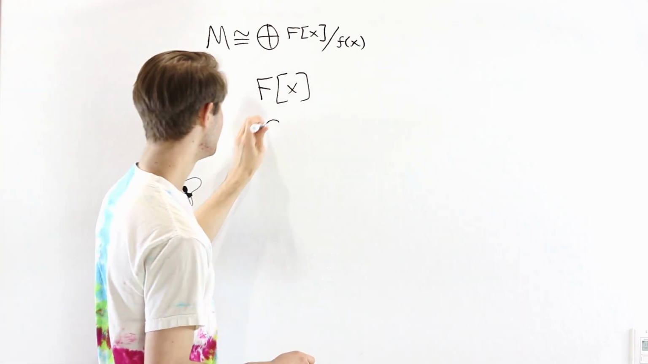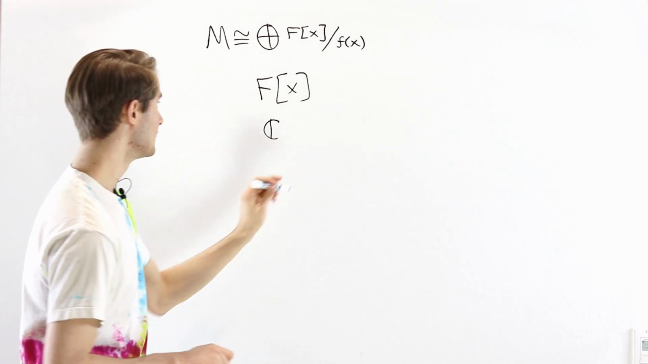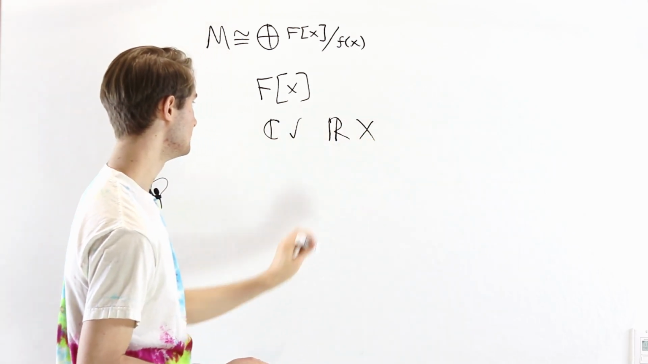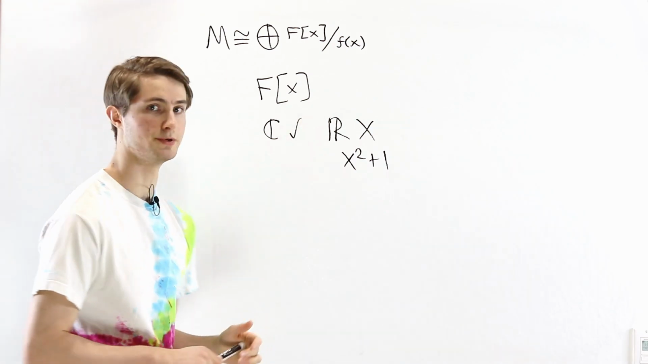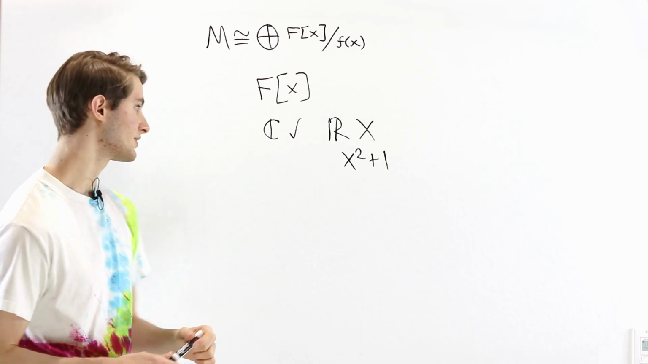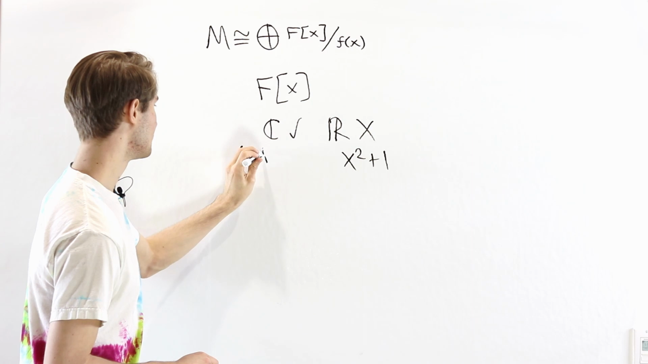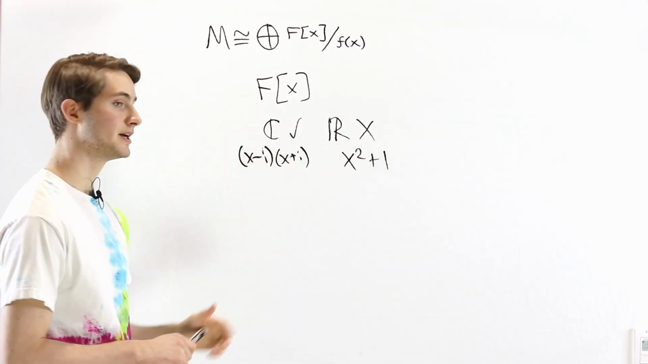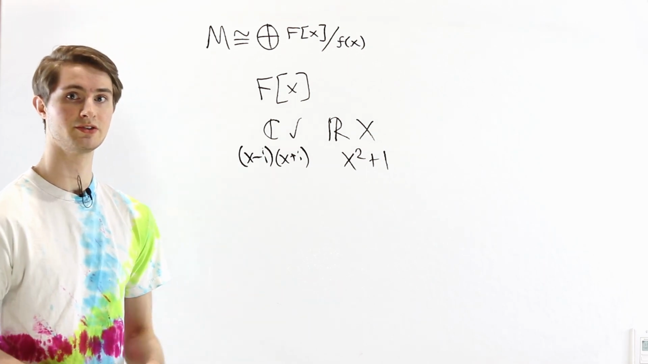So as an example, C, the complex numbers, is algebraically closed. On the other hand, R is not algebraically closed because x squared plus 1 is irreducible in the real numbers. There's no way to write x squared plus 1 as a product of linear factors. On the other hand, in the complex numbers, we can write it as (x minus i) times (x plus i). So we know in the complex numbers, if we're talking about irreducibles, we're talking about linear polynomials.